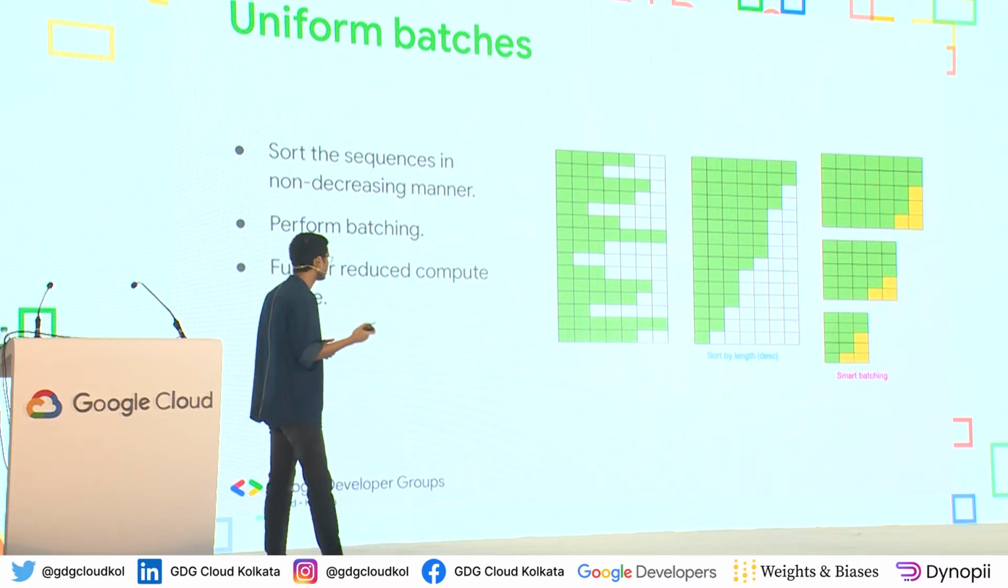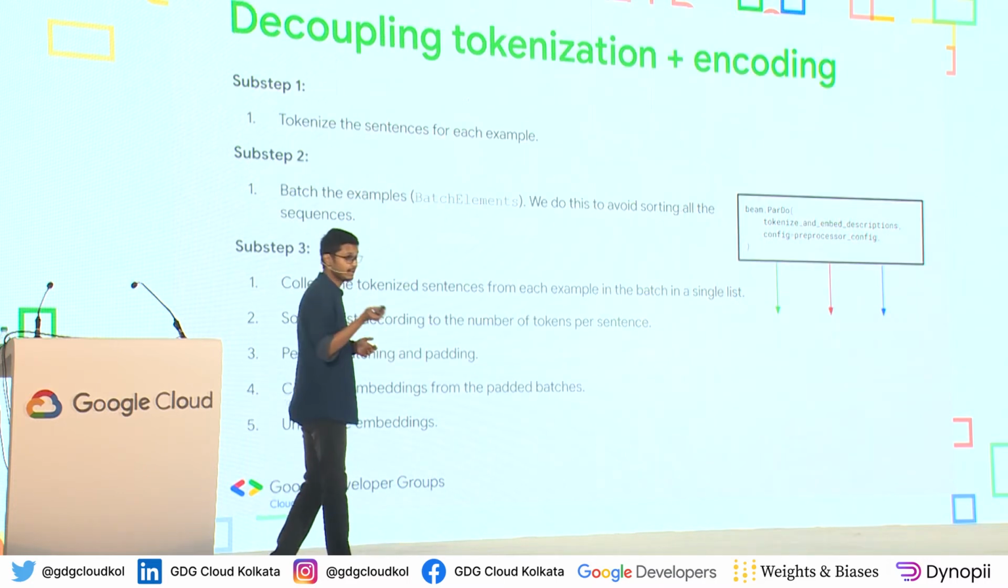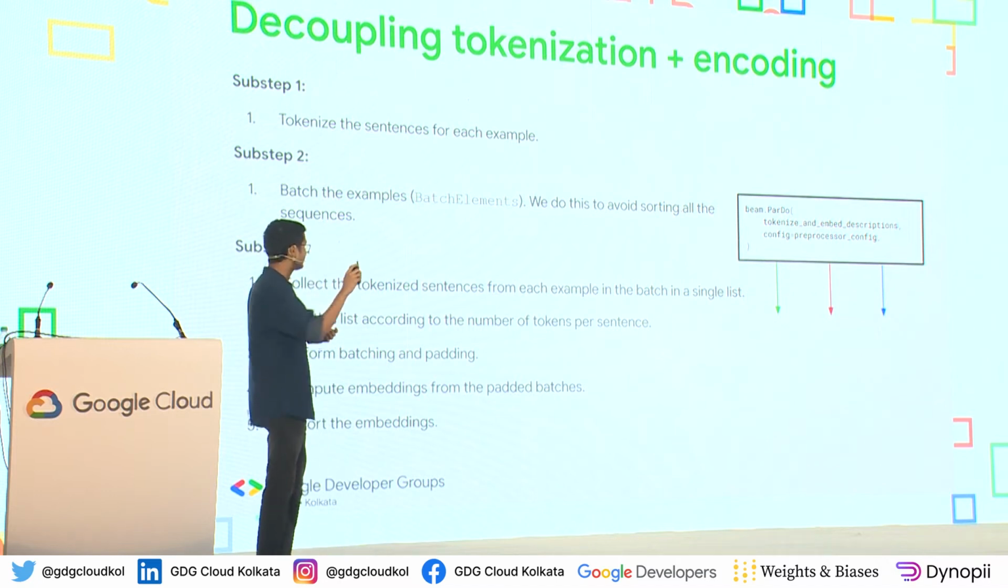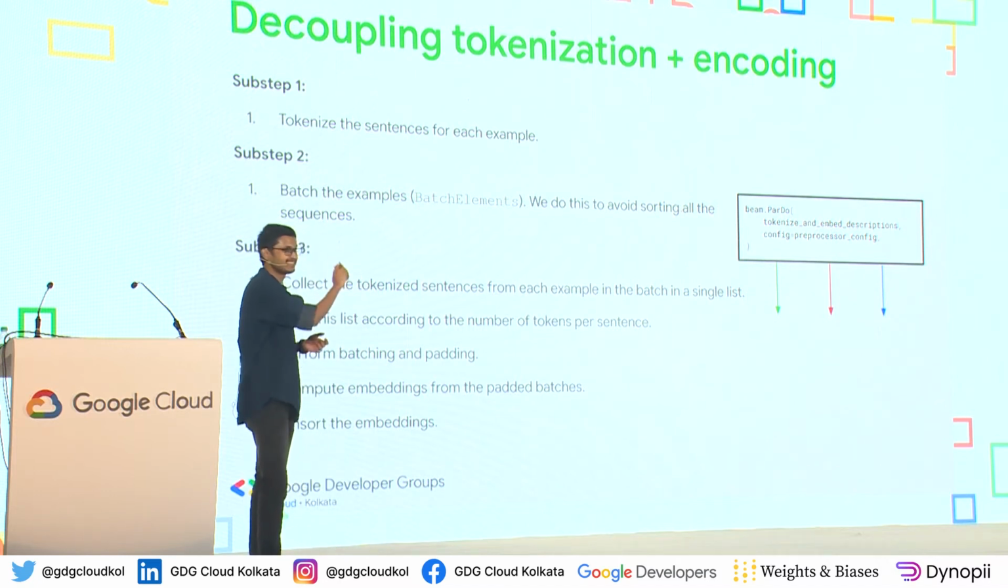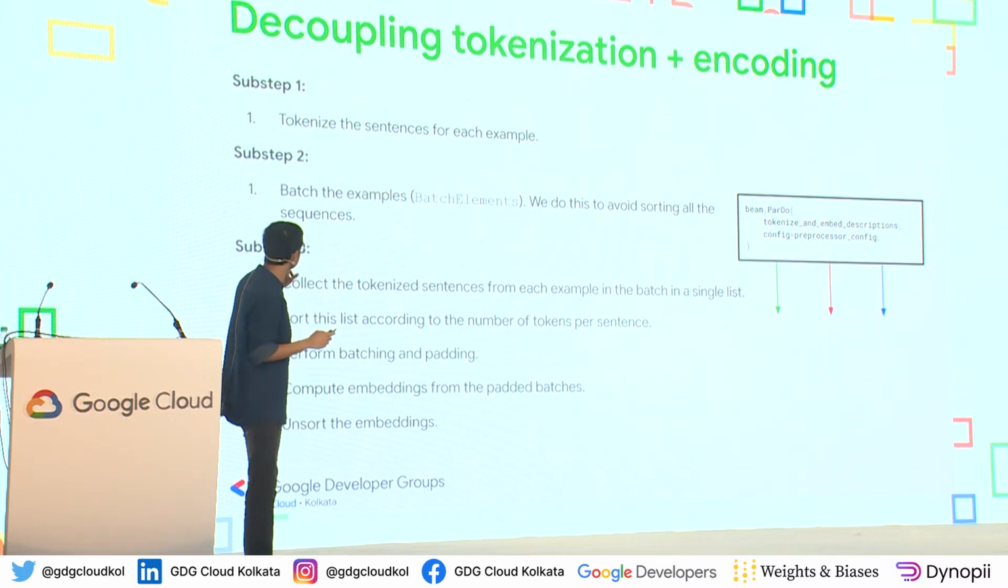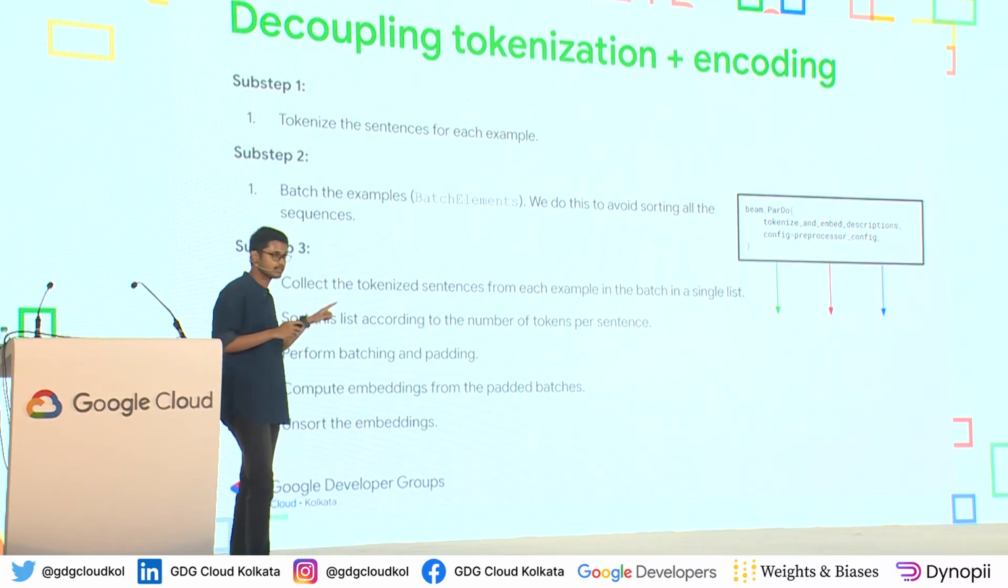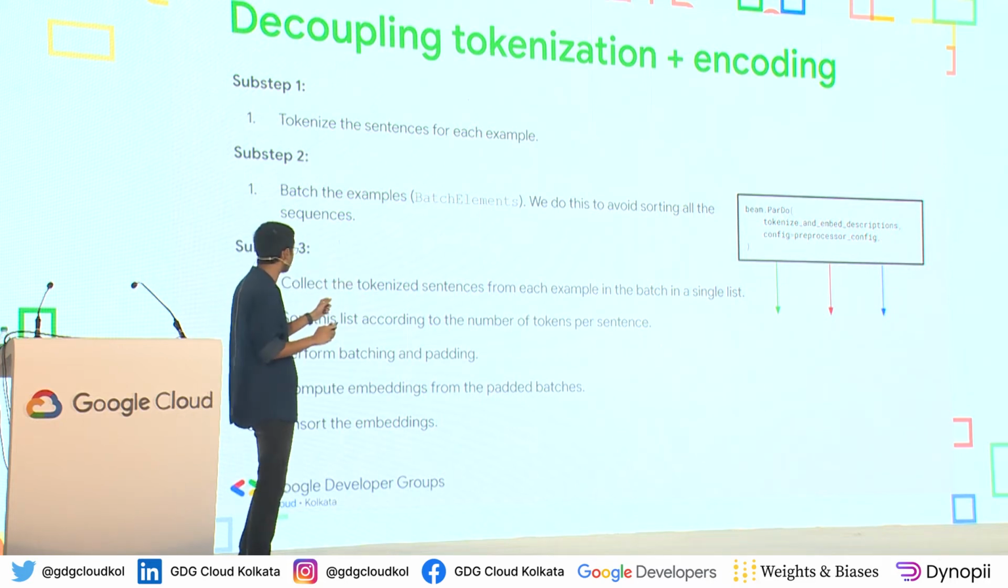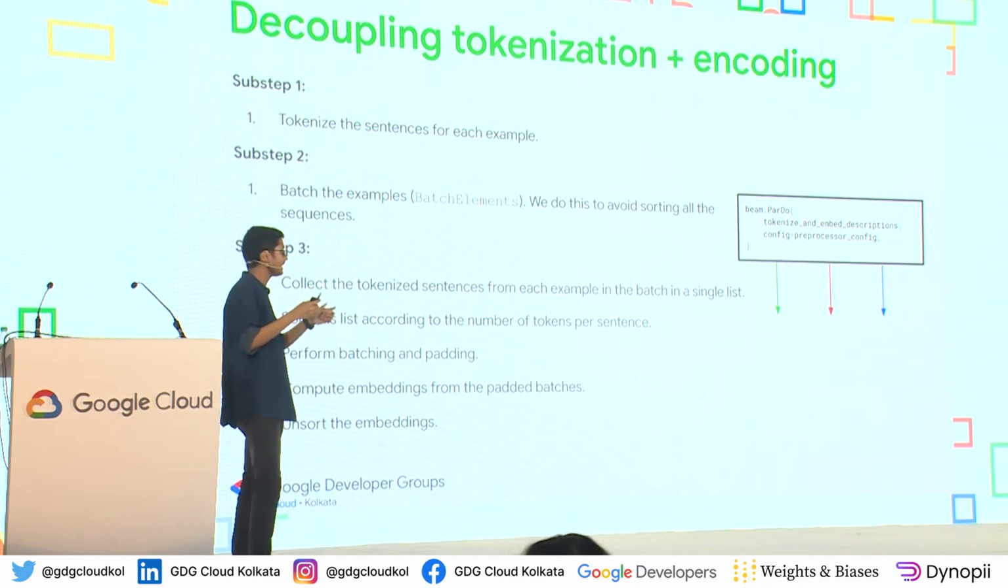I also wanted you folks to remember that we are performing tokenization and computing embeddings all in a single step, but we can break that single step down into 3 separate steps. First, we will be tokenizing all the sentences in a single ParDo step. Again, this is very Beam-specific terminology. And then we will apply batching.